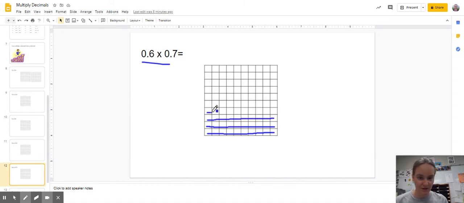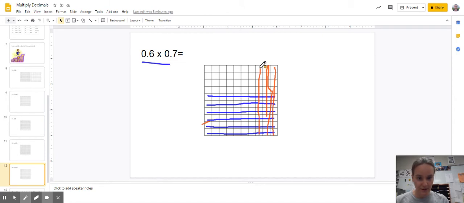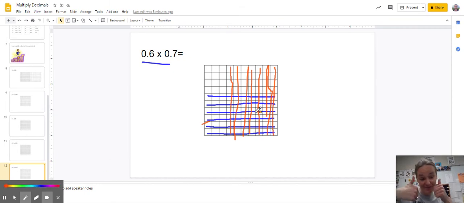So there's 3, 4, 5, 6. I just colored in 6/10. Now I'm going to pick a different color, and I'm going to color in 7/10. 1, 2, 3, 4, 5, 6, 7. All right. So did you color in 6/10 times 7/10? All right. Hopefully, you got this. You're ready to show it to me tomorrow.